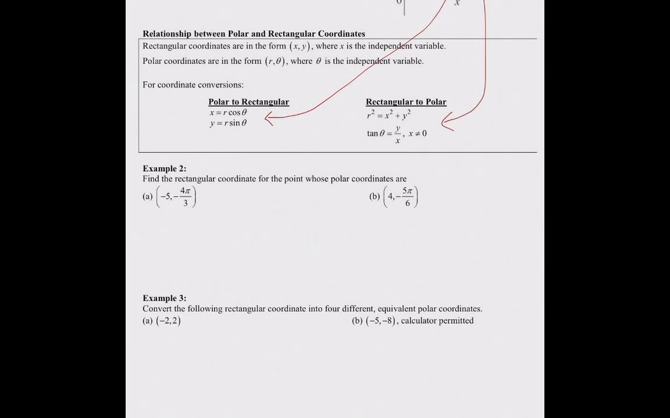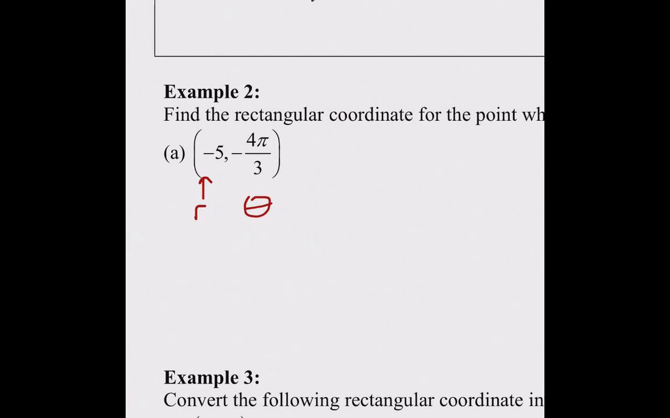I'm going to bump this up a little bit. This is a polar coordinate that I've got number 2 here, 2a. I want to convert this, so what I have is an r, and I have a theta, and I can use that information to find the xy system. It's just -5 cosine of my theta, which is -4 pi over 3, right? And then -5 sine of theta is going to give me my y coordinate. That's it. That's all it takes.